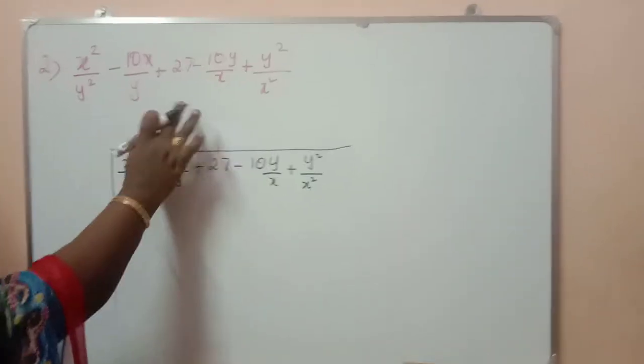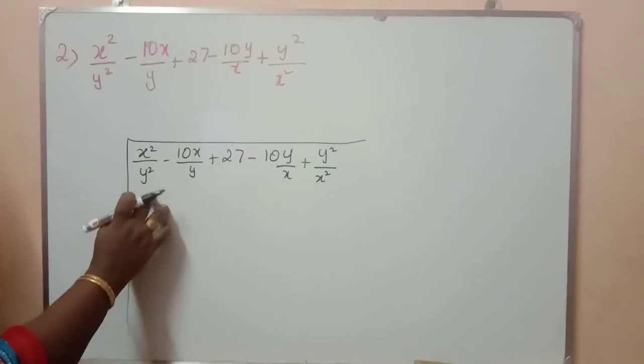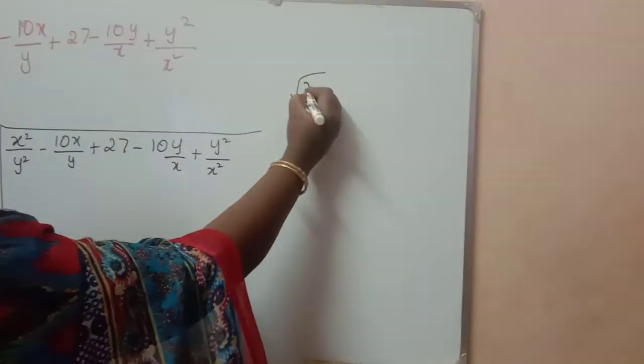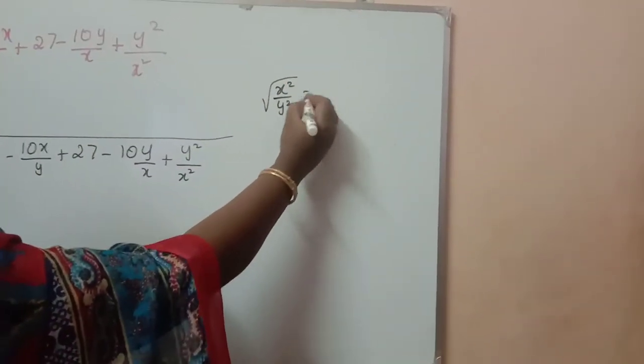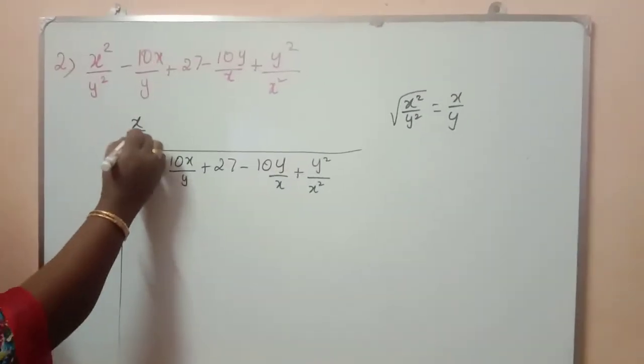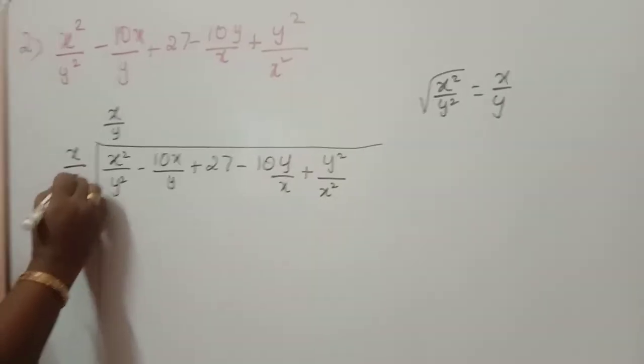Find the square root of the given polynomial. It is in terms of fractions. So first step as usual, square root of x square by y square, that is x by y. What we are getting here, right at the top and at the left.